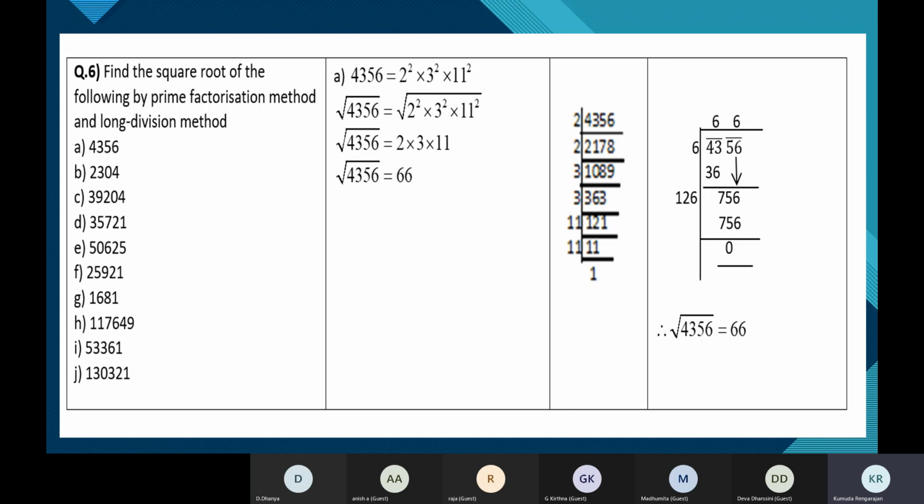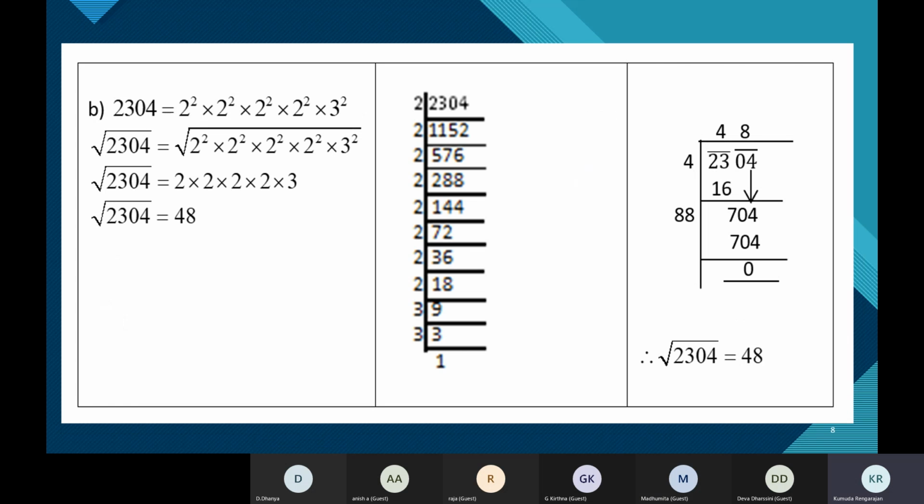What's the answer for the next one? What's the square root of 2,304? 48, ma'am. 48. Yes. Who can explain this method, the long division? Somebody explain the long division for me. Ma'am, shall I try, ma'am? Yeah, who's this? Raja, ma'am. Yeah, Raja, please tell me.